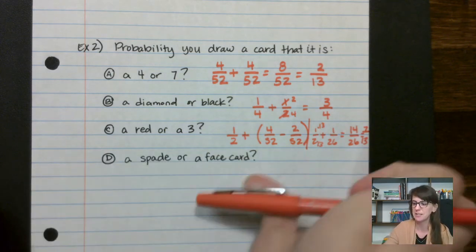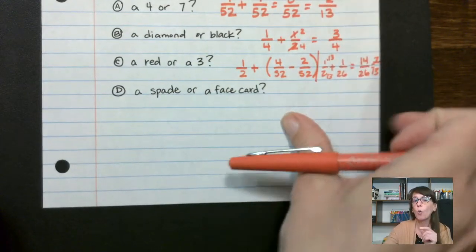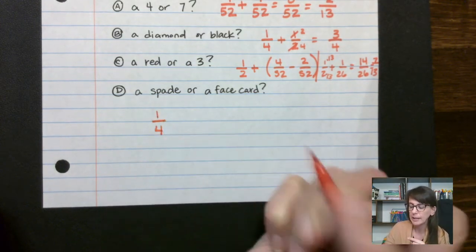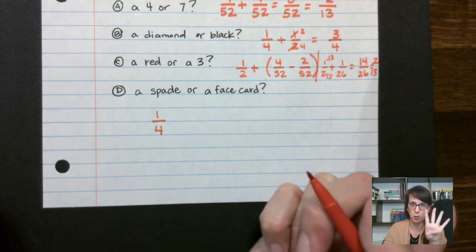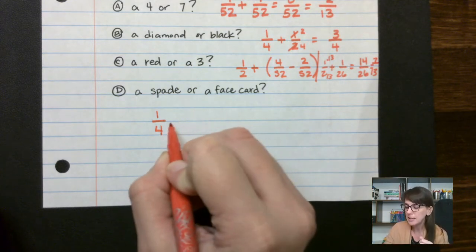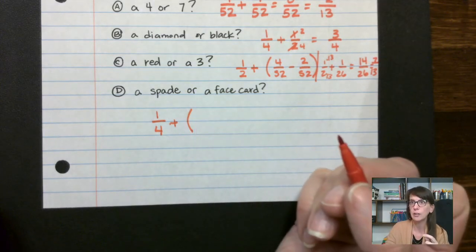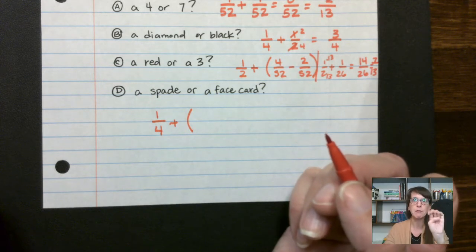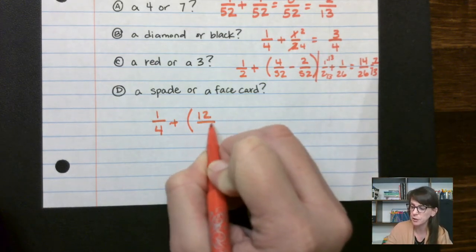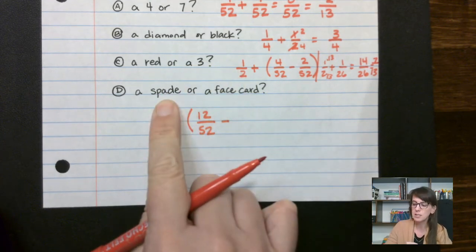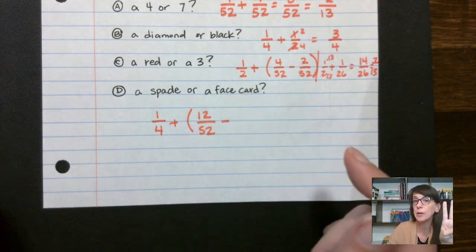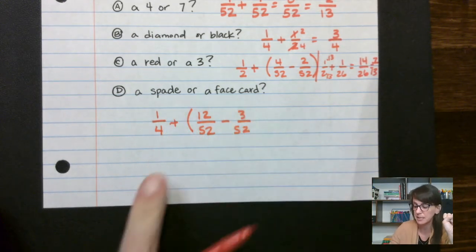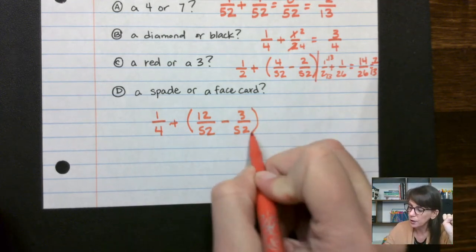So let's try another one of those, and this time look at plenty of room. A spade or a face card. Okay, well, a spade is going to be 1/4 of the deck, right? That's because there's 4 suits. So it's 1/4 of the deck plus a face card. Now, for a face card, there are Jack, Queen, and King. There are 3 of them for 4 suits. So that's 12 out of 52. However, the spade and a face card, that's 3 that I've already counted. So I have to subtract those 3 out of 52 because I don't want to double count them, because they were already counted in this part right here. So minus 3.